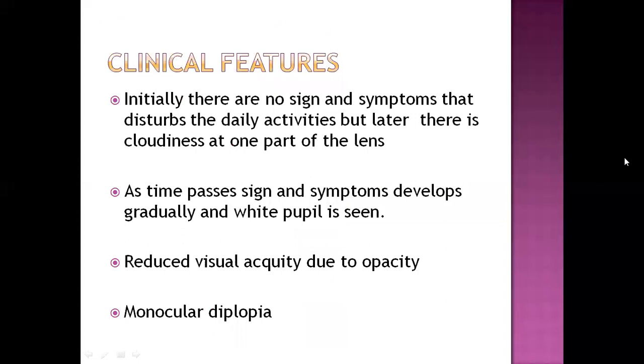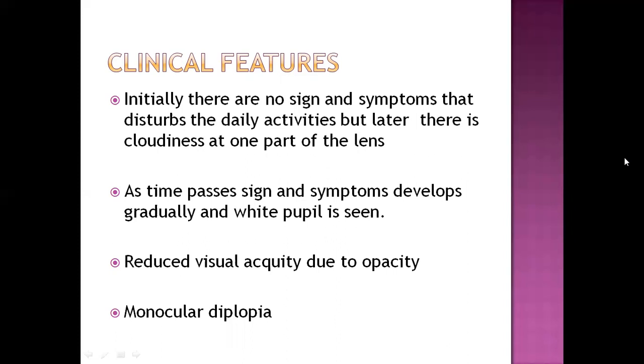Continuing with clinical features, initially there are no signs and symptoms that disturb daily activities. There might be some blurred vision, but there are no noticeable clinical features in the beginning. There is cloudiness in one part of the lens. But as time passes, signs and symptoms develop gradually and a white pupil is seen. Also, reduced visual acuity, which can be found out by a visual acuity test.